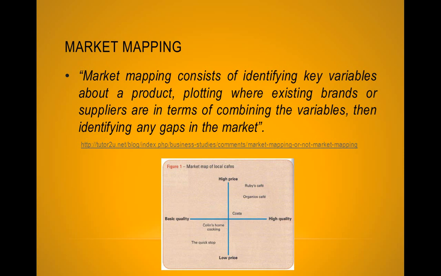So market mapping consists of identifying key variables about a product and plotting where existing brands or suppliers are in terms of combining the variables, then identifying any gaps in the market. So for example, if we look at this market map here, we've looked at price and quality, so we can see that Ruby's Cafe offers a high price offering with high quality, and the Quick Stop offers basic quality with a low price, so different strategies. And we could start to see where a gap in the market might exist. So in this example, perhaps we might look at a kind of mid-quality, mid-price range and look at somewhere here.